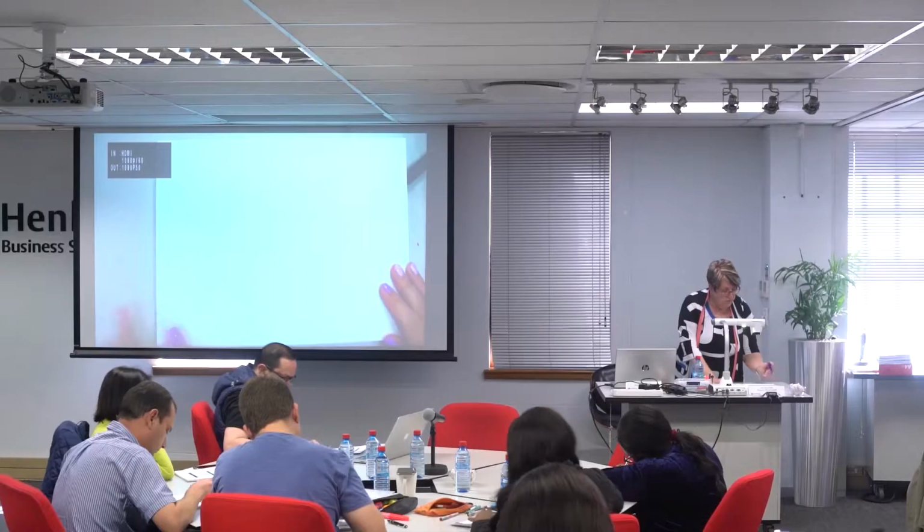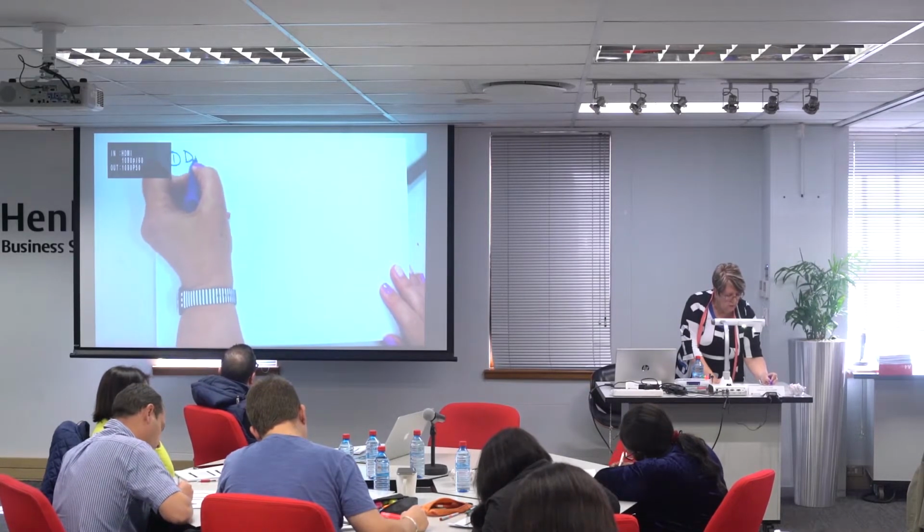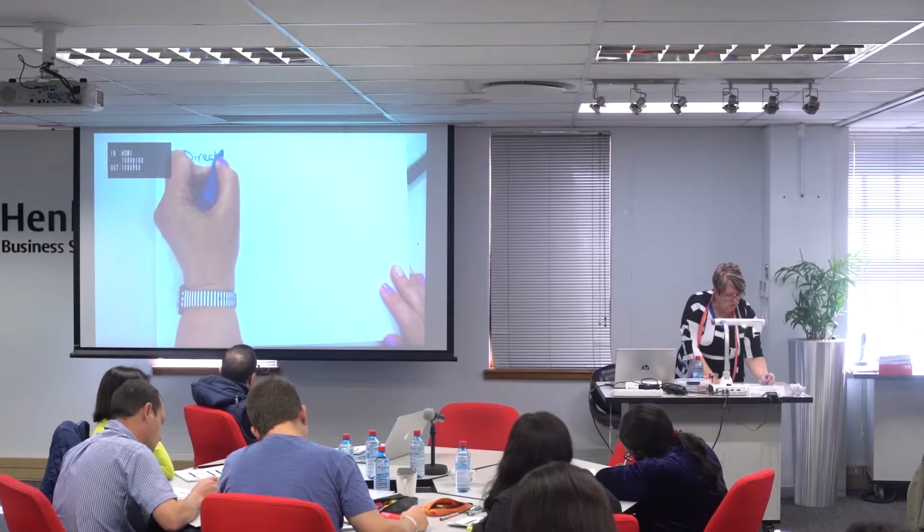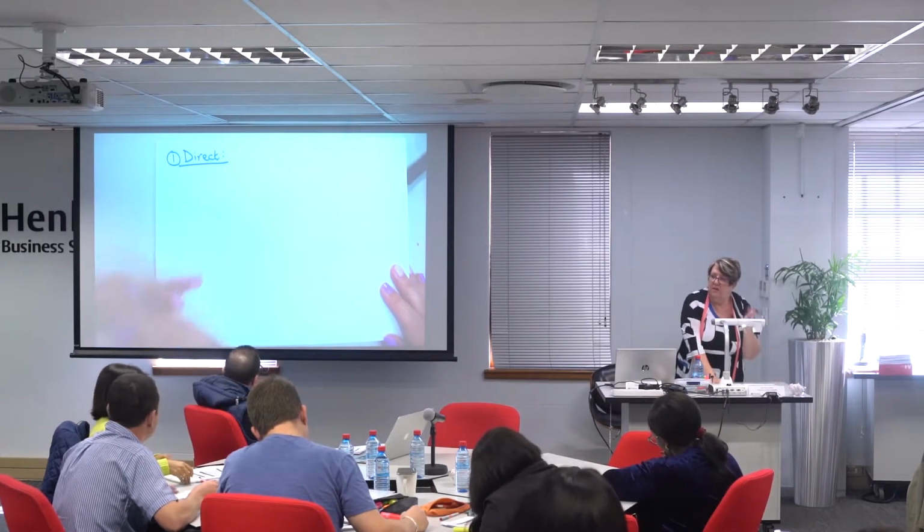So I just want to quickly show you in practice what this looks like. The first one is a direct quote that you are using. I'm not talking about a reference list. The reference list must contain everything that you've used in text. They must cross-reference. I'm talking in text now.